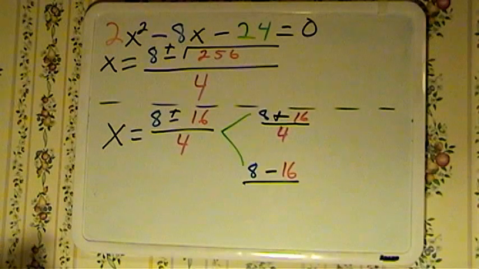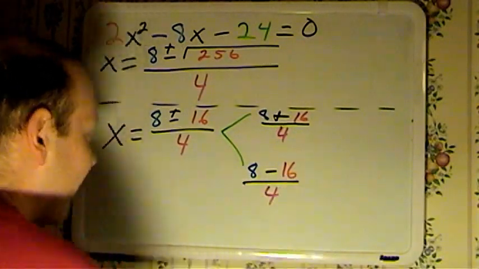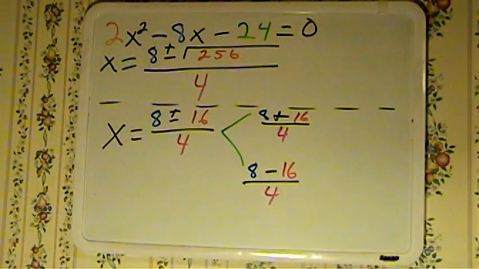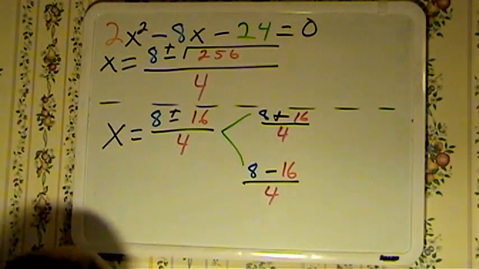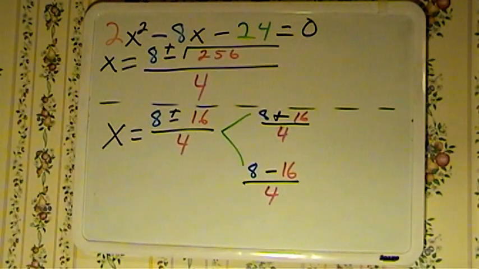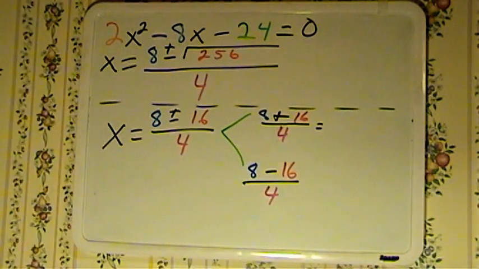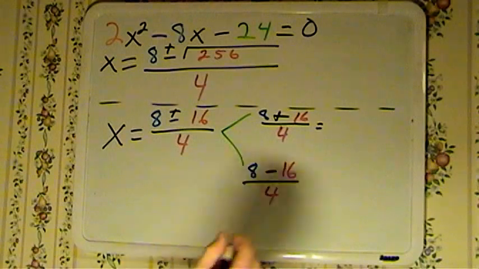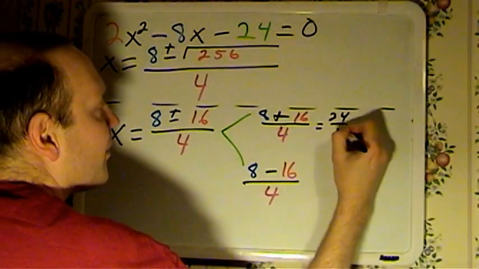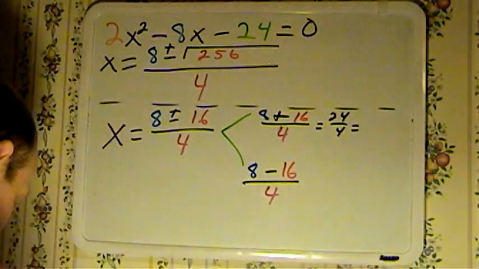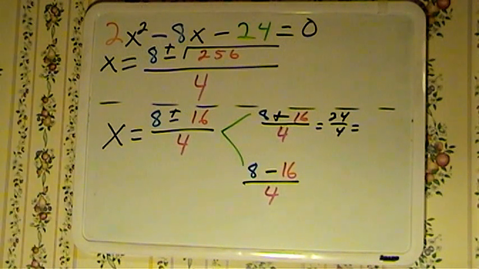Divided by 4. And then we solve each one of these separately. So I'm just going to write in black because we're combining numbers now. So 8 plus 16 is what? 24. So you have 24 divided by 4, which equals 6, I think. I'm pretty sure on that answer. Yeah, 6.